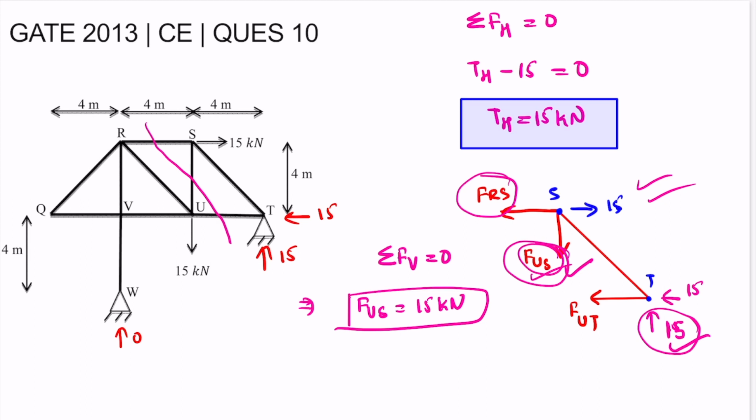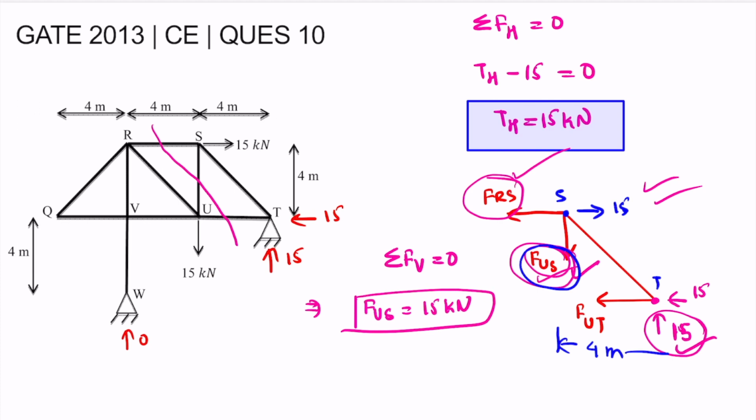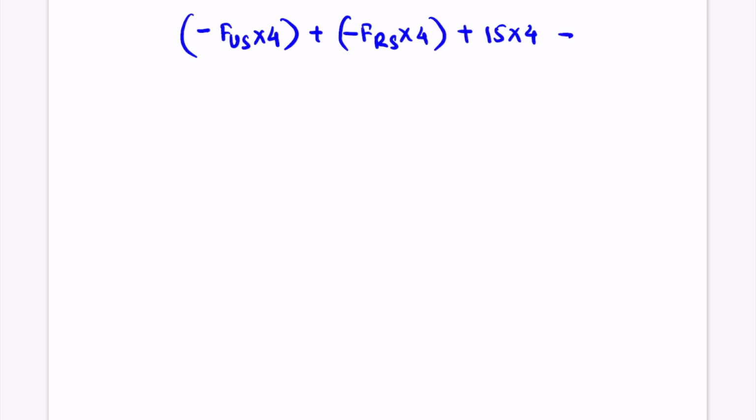The only thing here unknown is FRS, which we need to find out. To find the value of FRS, let us take the moment about this point T. Let's see what are all the forces here. We have this FUS. The distance between the line of action of FUS and this point T is 4 meters. We have this FRS force, and the line of action of FRS force is 4 meters away from this T point. And we have another force, this 15 kilonewton, which is also 4 meters away from point T. So if we write the equation here, we get minus FUS multiplied by 4 minus FRS multiplied by 4 plus 15 multiplied by 4 equal to 0.